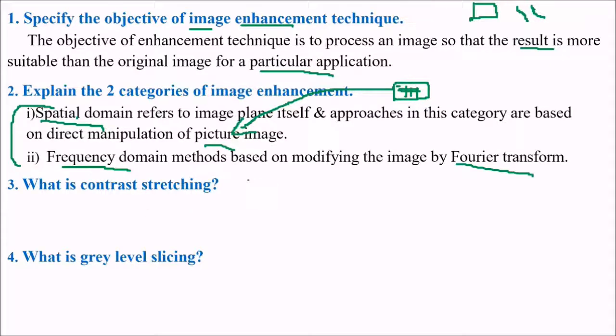What is contrast stretching? You know the contrast. Contrast is the difference of the lowest and highest intensity value. So you want to stretch the contrast. See, you have a total say 8-bit image. So total gray values which are available to you is 0 to 255. You can distribute your values between 0 to 255.